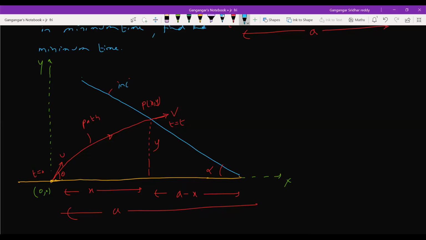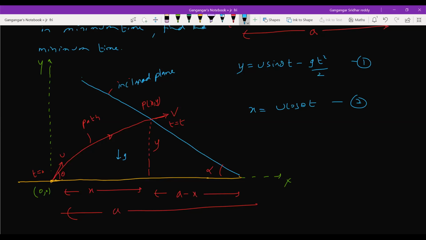Now this is the inclined plane, this is the ground. Let's write the equations. What is the vertical component of initial velocity? U sine theta. So the first equation will be y equals u sine theta t minus half g t square. Along the x-axis, x equals u cos theta into t, similar to oblique projectile.